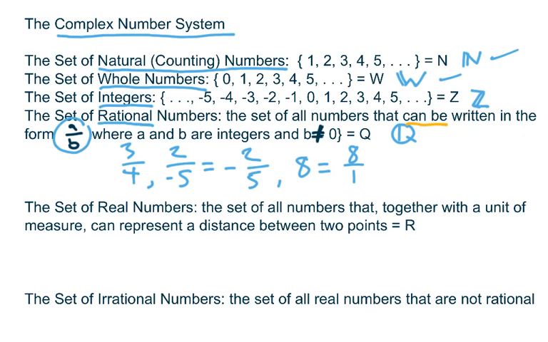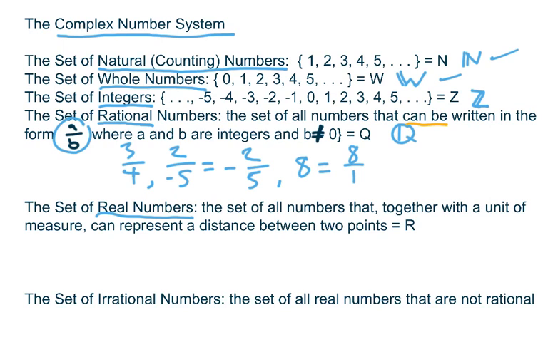Now, moving beyond that, we talk about also the set of real numbers. Now, this will kind of go off in a different direction, but we'll see how it comes back together. The real numbers are the set of all numbers that, together with a unit of measure, can represent a distance between 2 points. So a distance between points would ordinarily have a unit of measure, like an inch, a mile, a kilometer, a centimeter, something along those lines. Ignoring the unit, whatever the measure is in that system could be a real number.